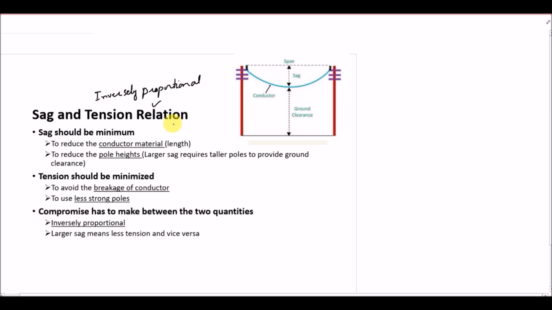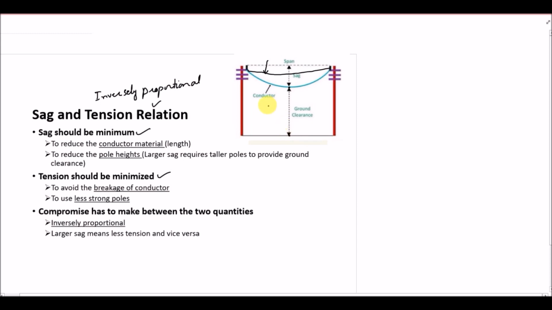And what we want, we actually need sag to be minimum and tension also should be minimized, right? So if the sag is minimum, it means that tension is larger because the conductor will be of this shape, and if the sag is minimum, the conductor material used will be lesser than the one that has larger sag. And if we have a larger sag, then the height of the tower should be greater as well, right? Because there should be a specific amount of ground clearance, and ground clearance is actually the distance between the lowest point of the conductor and the ground.